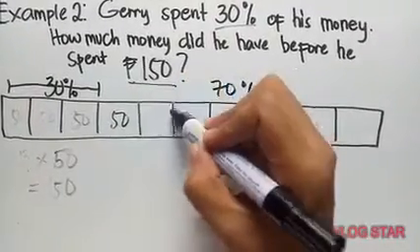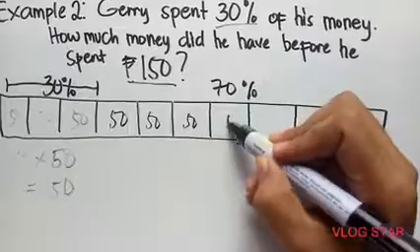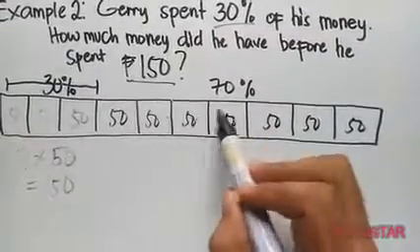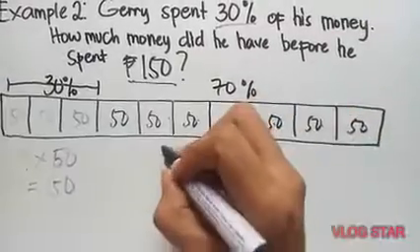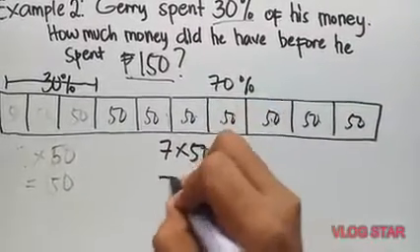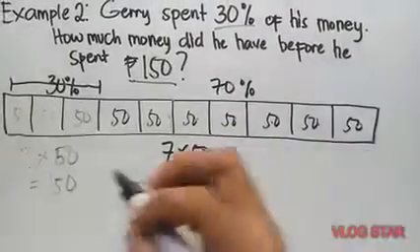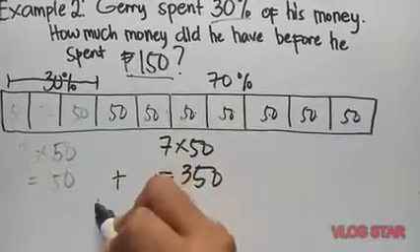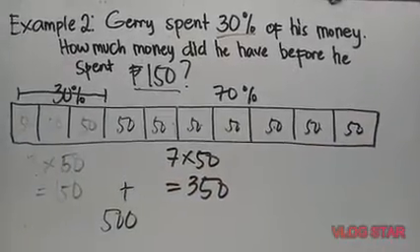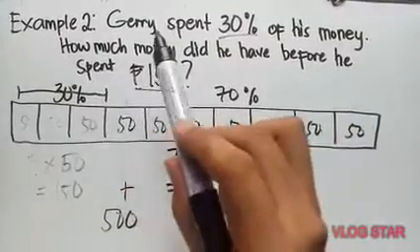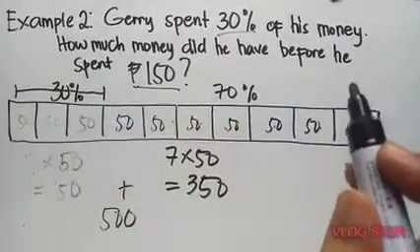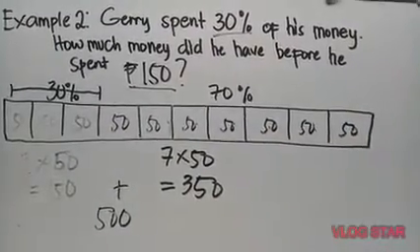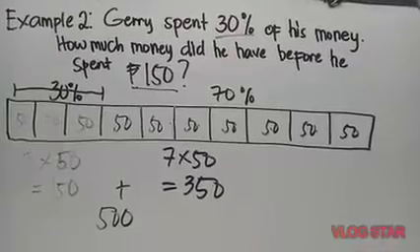What about 70%? Since each unit is equal to 50, we have 1, 2, 3, 4, 5, 6, 7 left. So 7 times 50 is equal to 350. Adding 150 plus 350, the answer is 500. So it means that Gary had 500 pesos before he spent 150 pesos.